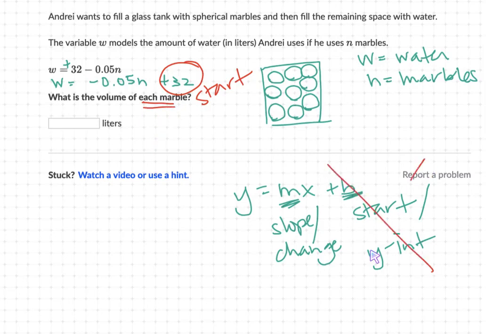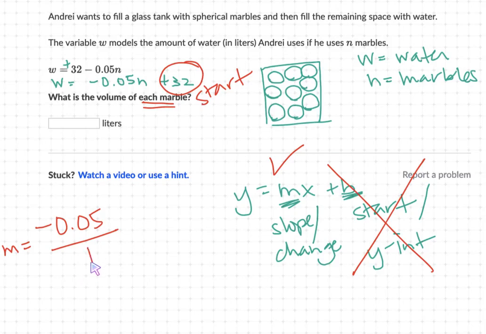So the start, the beginning amount doesn't tell me that. So I'm going to go to my slope. Okay, my slope is negative 0.05. That tells me how much is changing. Remember, the marbles are going to change the amount of water he puts into his tank. So this works out. It makes sense. I'm going to use slope instead of y-intercept. But my slope needs a rise over run. Think to yourself, what's the number that goes on the bottom for your run when you aren't given a number?